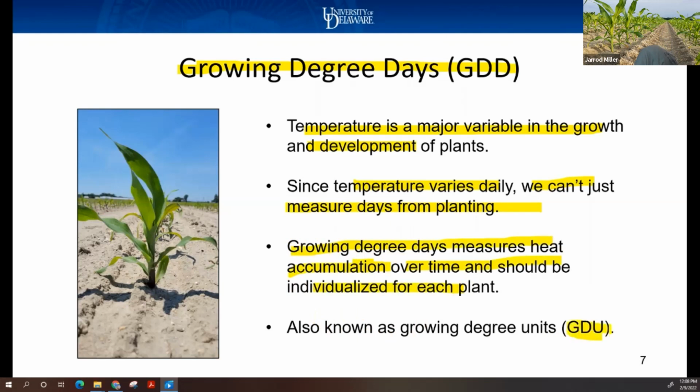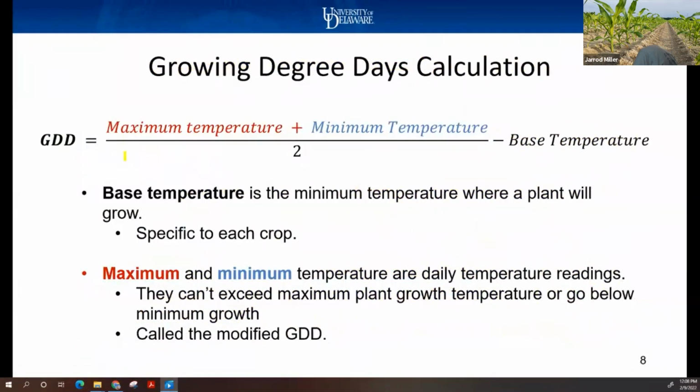So you'll see it called GDUs in some places. So here's how you do the calculation. And if you've ever gone to DEOS, the Delaware Environmental Observatory System, they do the calculation for you. But you're going to take your maximum temperature and your minimum temperature, add those together and divide by 2. So you're kind of getting an average, and then you subtract that base temperature.